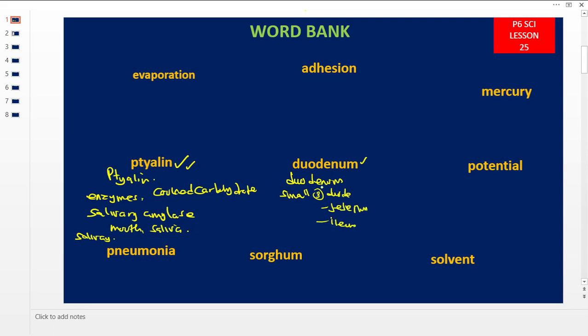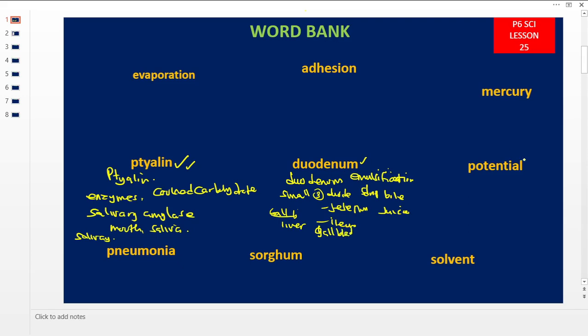Now this duodenum, it is where emulsification of fats takes place, the breaking of fats into small droplets. That is called emulsification. So here is where fats are being broken down with the help of a juice called the bile juice, which is produced by the liver and stored in the gall bladder.